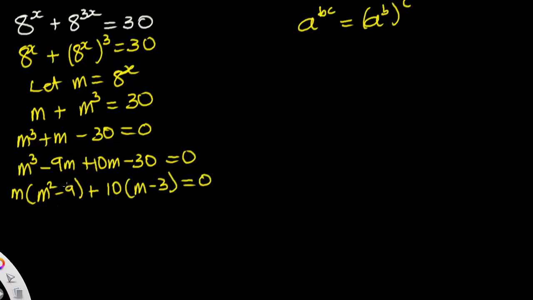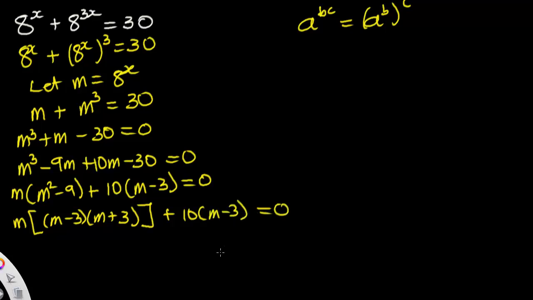So looking at this bracket over here, we have difference of two squares over here, so we can also expand this bracket. So let us do that. So here we can have m into m minus 3 into m plus 3, then you close the bracket, plus 10 into m minus 3 is equal to 0.